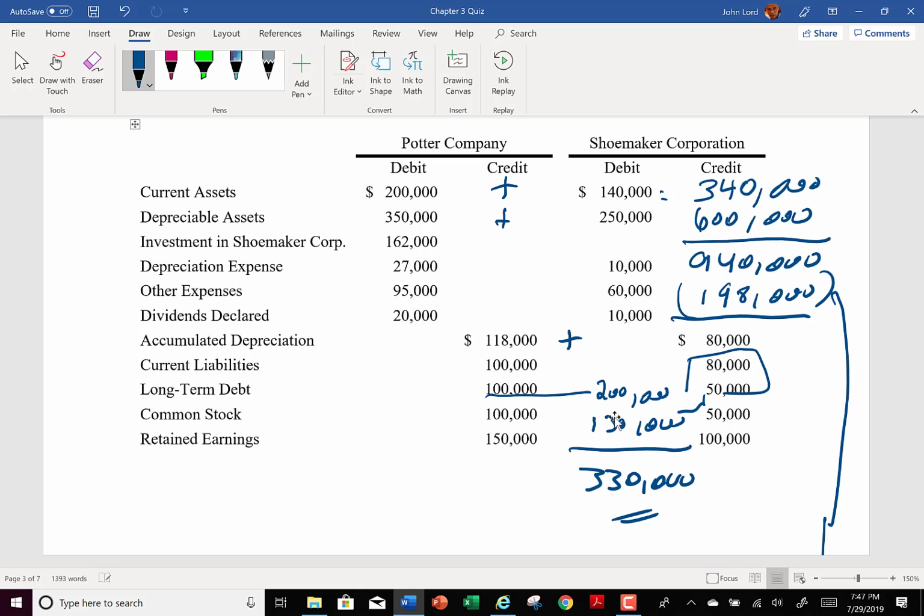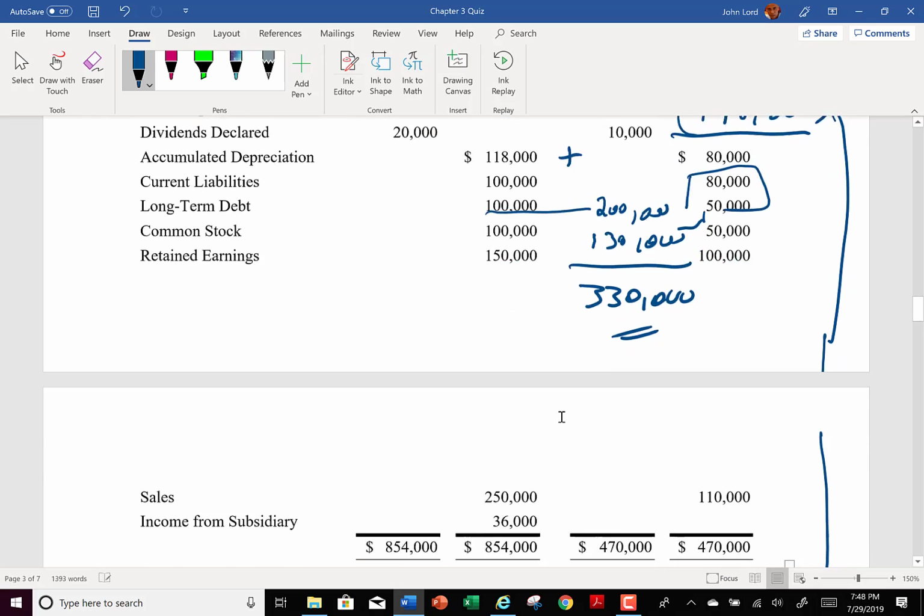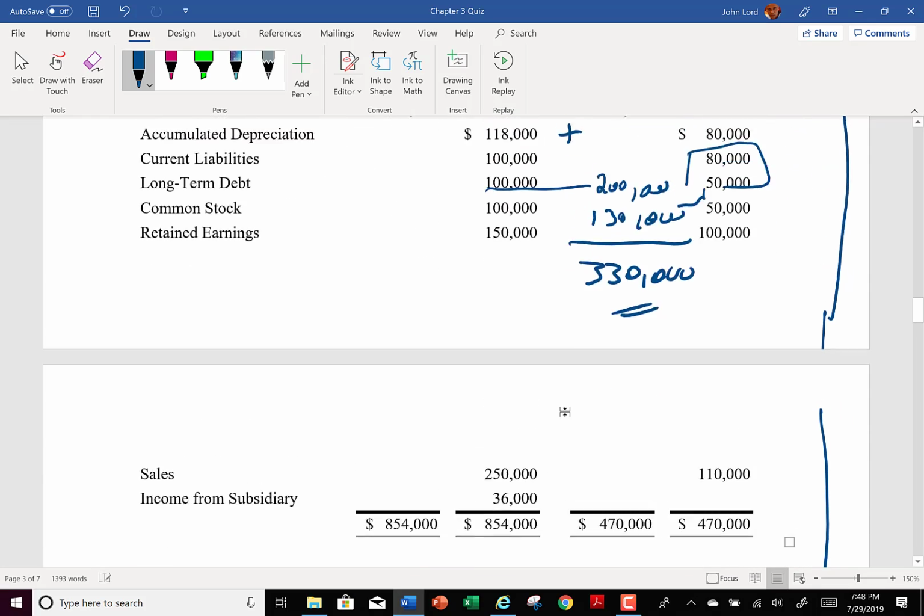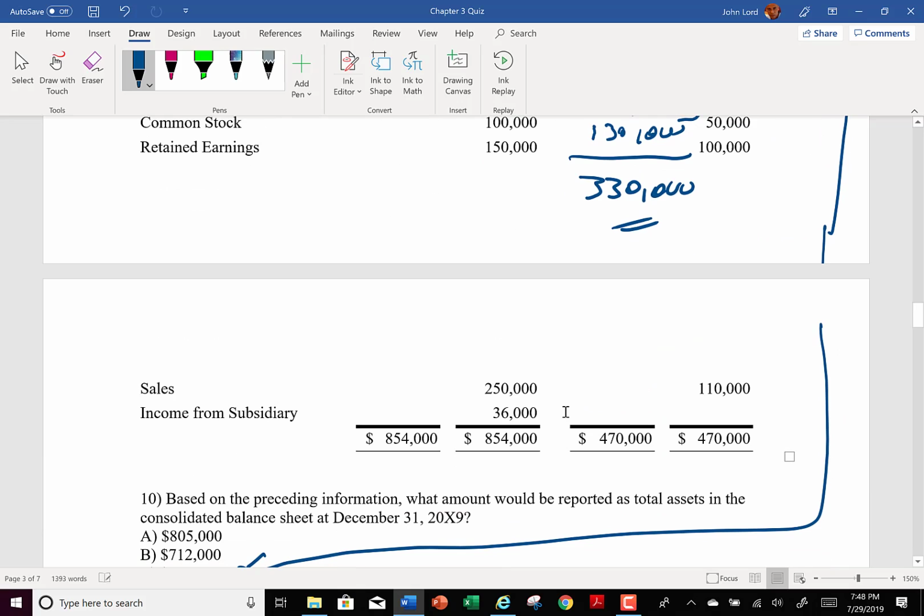So let's see if we can figure out what the parent's retained earnings is supposed to be. Okay, so does the parent have any revenues? Where's my revenues? I know there's revenue there because it comes down to the next page. Okay, good. So the sales for the parent is what, 250? Sales are 250? Okay. So put sales.